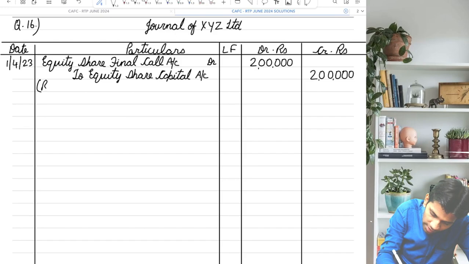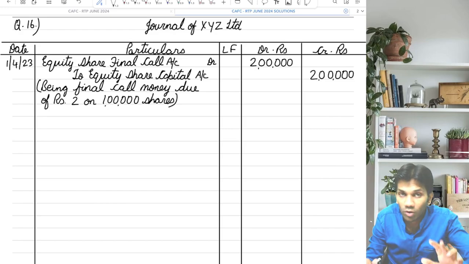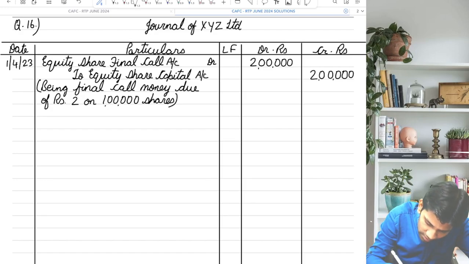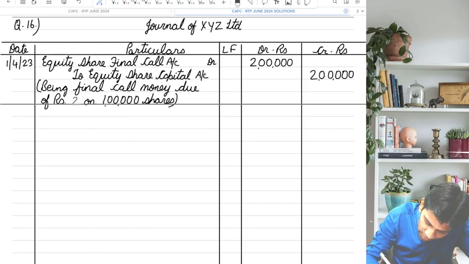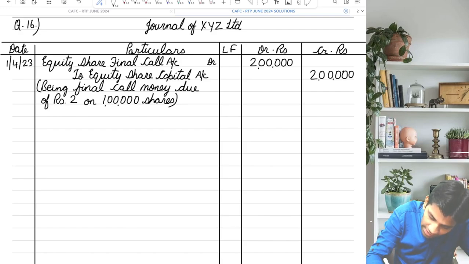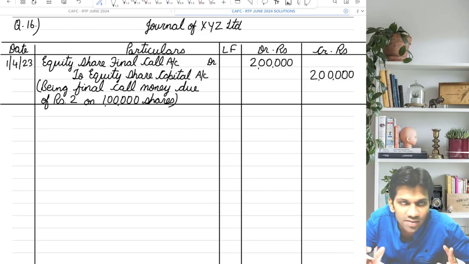We write the narration because narrations are equally important, being final call money due of rupees 2 on 1 lakh shares. Guys, very important. Narrations are very important in all journal entry sums because narrations carry marks. So, friends, in each and every sum which I am going to discuss with you from RTP, I'll discuss all the key areas of the chapter of the sum and whatever relevant is there for the examination, I'll discuss everything with you.